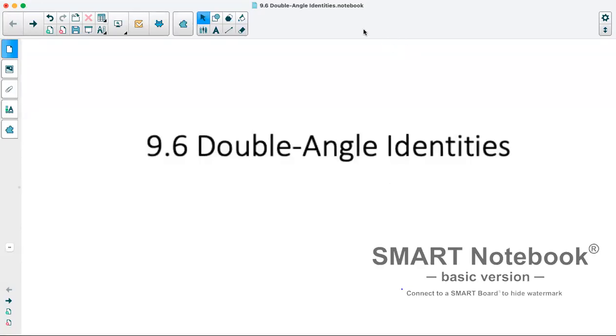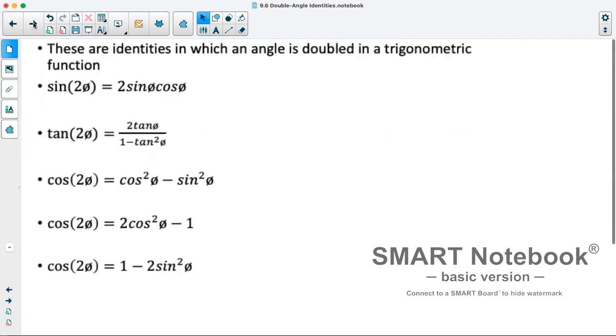Hi, today we are looking at our last trig identities, which are our double angle identities. These are identities in which an angle is doubled in a trig function. So we've got sine of 2 times our angle is equal to 2 sine of our angle cos of our angle. We also have tan of 2 times our angle is 2 tan of our angle over 1 minus tan squared of our angle.